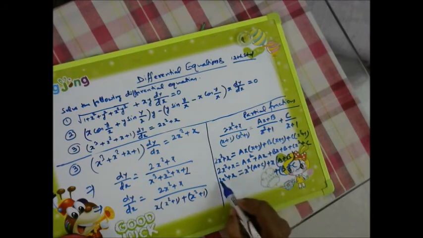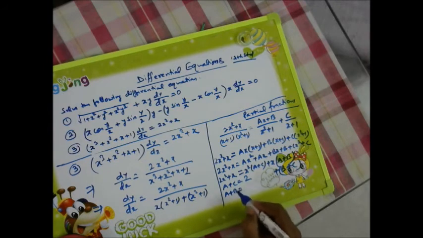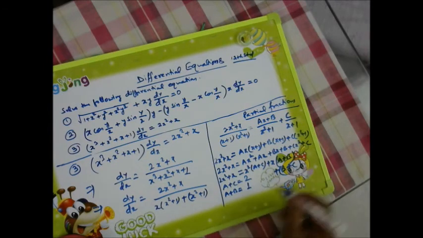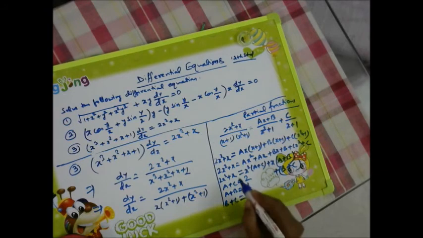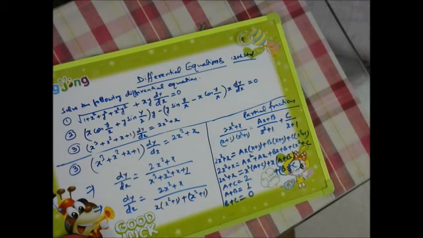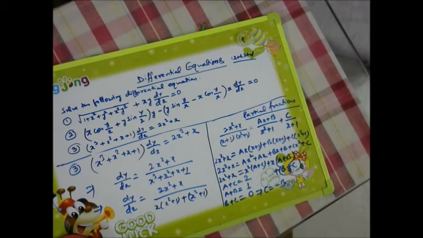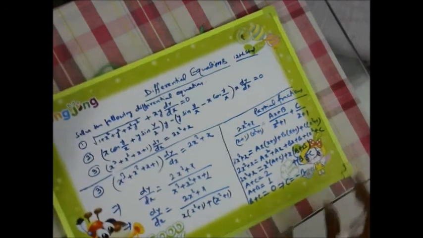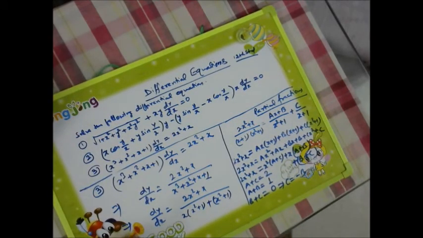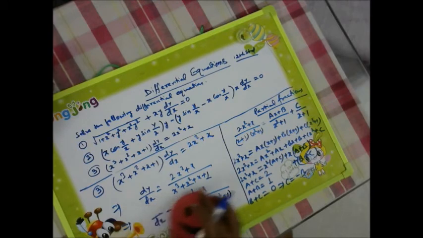Now we will equate the coefficients. For x square, a plus c is equal to 2. For x, a plus b coefficient is 1, and for the constant, b plus c coefficient is 0. So from here we are getting c is equal to minus b. Okay, right. Now I need a little space, so I am going to rub this one.